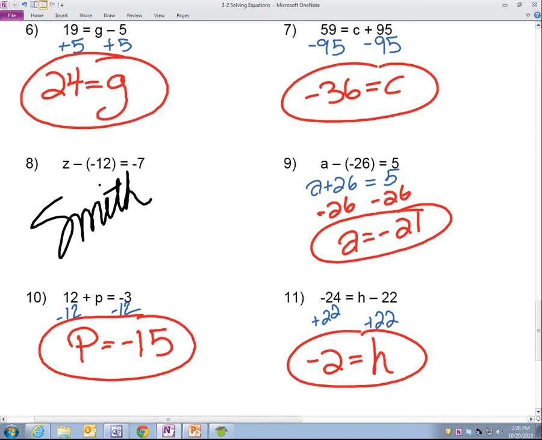So that's what you should have for 6 through 11. Number 6, G is having 5 taken away from it. So the opposite of negative 5 would be to add 5.